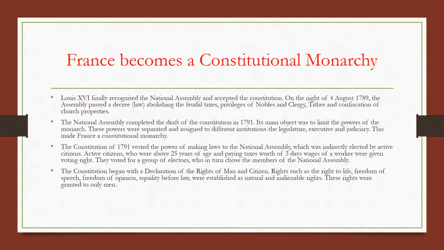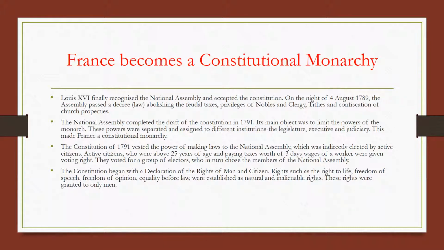France becomes a constitutional monarchy. Louis XVI finally recognized the National Assembly and accepted the Constitution. On the night of 4 August 1789, the Assembly passed a decree, a law, abolishing the feudal taxes, privileges of nobles and clergy, tithes and confiscation of church properties.